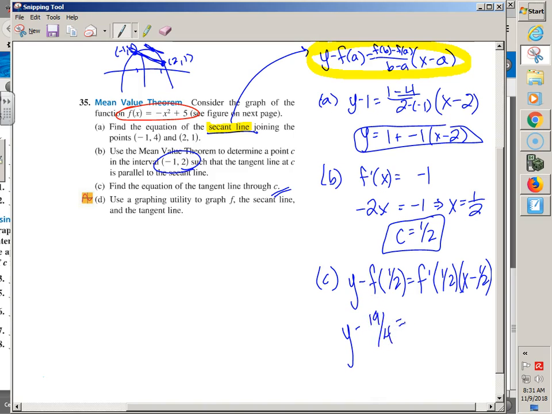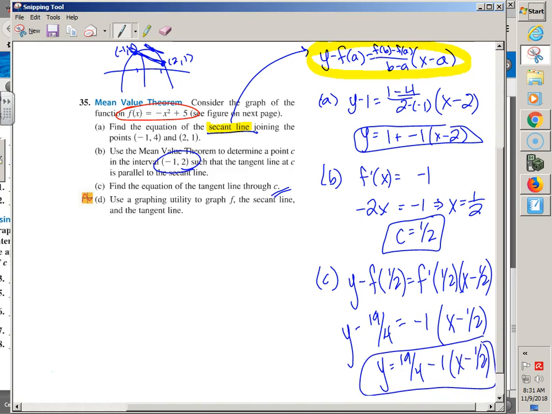F prime of positive 1/2. I could go plugging in, but I already know it's going to be -1 because it matched the secant slope. It's parallel, same slope. So y is equal to 19/4 minus 1 times x minus 1/2. There's my tangent line.